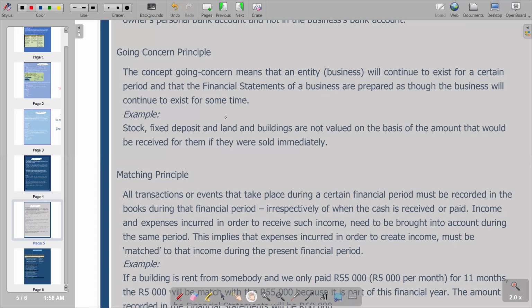So beneath that, we have an explanation which is: all transactions or events that take place during a certain financial period must be recorded in the books during that financial period, irrespective of when the cash is received or paid. Income and expenses incurred in order to receive such income need to be brought into account during the same period. This implies that expenses incurred in order to create income must be matched to that income during the present financial period. So basically, that's the explanation.